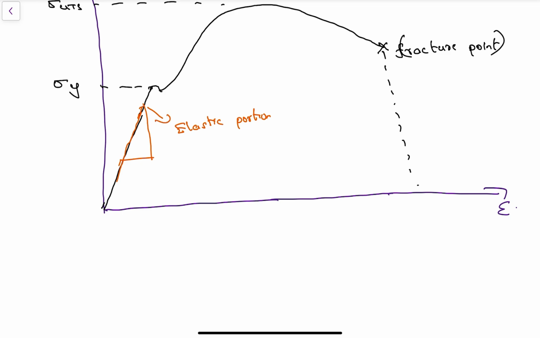As you cross the yield stress, if you release it, it will not return back to its initial position. It will have a permanent strain left in it. So that point is called sigma y, or the yield stress. Beyond that point, if you increase the stress, it will not return to its initial position once you release it. So this is the point where plastic deformation starts.